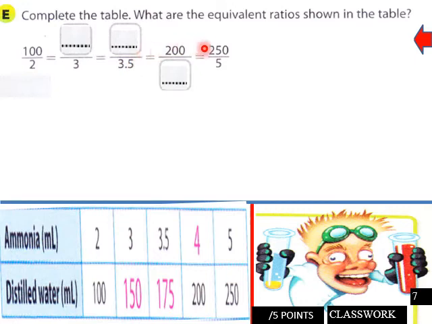Okay, complete the table. What are the equivalent ratios shown in the table below? The equivalent ratios, 100 over 2. So what goes over 3 to give us an equivalent ratio here? It's 150, 150 over 3. And then here, 175 over 3.5 equals what? 200 over 4, and then 250 over 5.